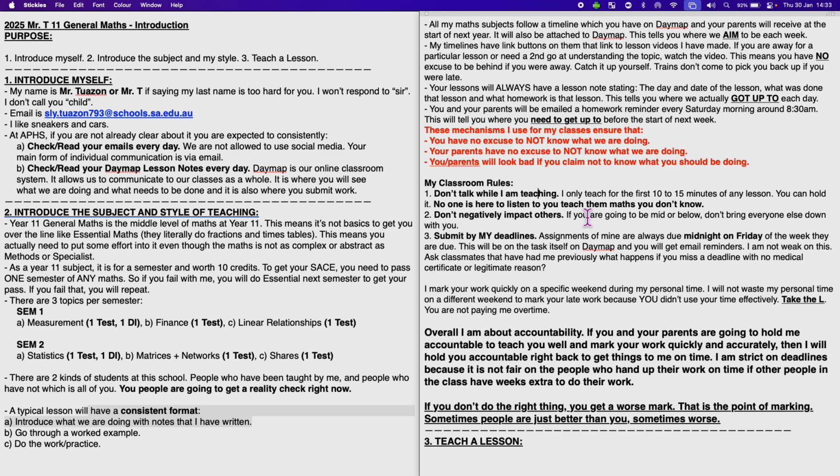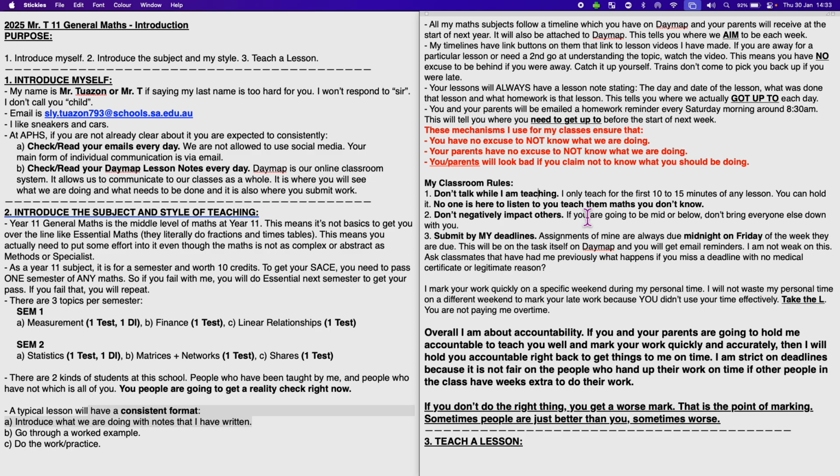Do you know what accountability means? If your parents are going to have the right to complain about me, well, I'm going to hold you to a standard. Does that make sense? If you and your parents are going to hold me accountable to teach you well and mark your work quickly and accurately, then I'm going to hold you accountable right back to get things done and into me on time. I'm strict on deadlines, because it's not fair. This is the main one.